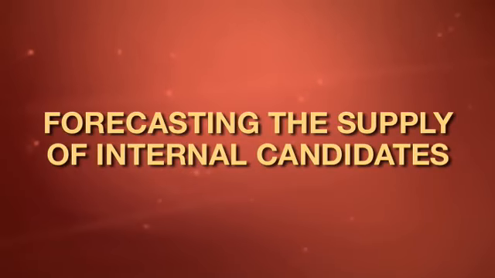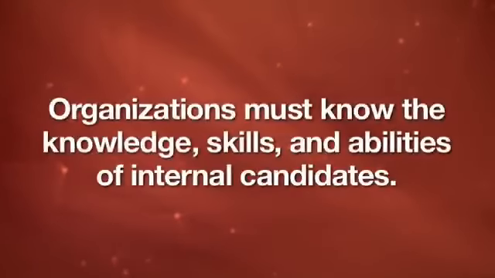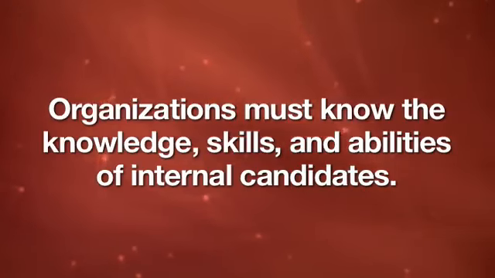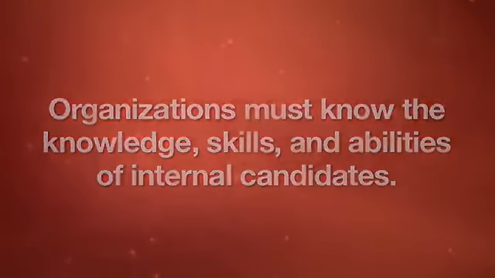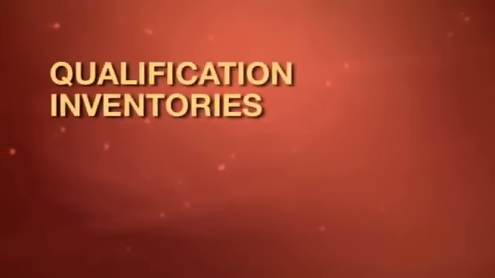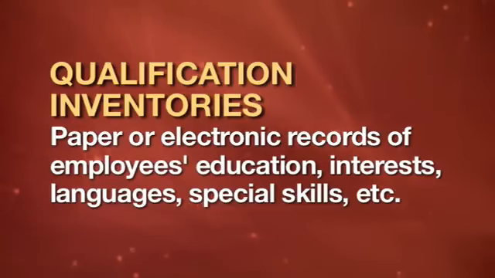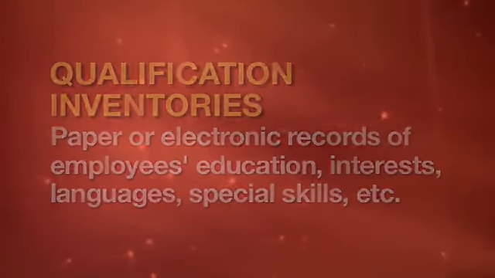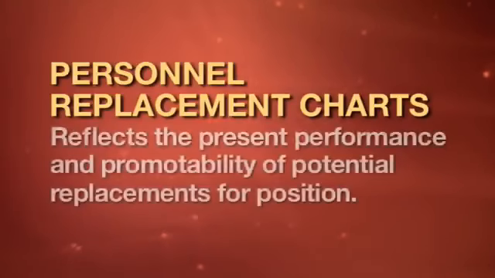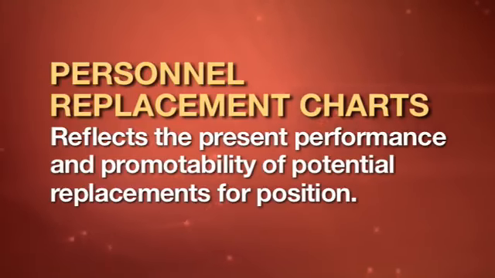Once you have determined how many positions are available, you need to decide if you can staff these open positions from within. To make this decision, the organization must know the knowledge, skills, and abilities of their employees. Organizations can use qualification inventories, which are manual or computerized records listing employees' education, career and development interests, language, special skills, etc. They can go one step further and create personnel replacement charts that show the present performance and promotability for each position's potential replacement.